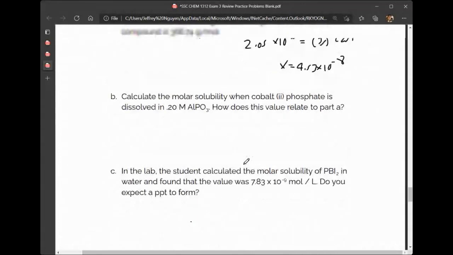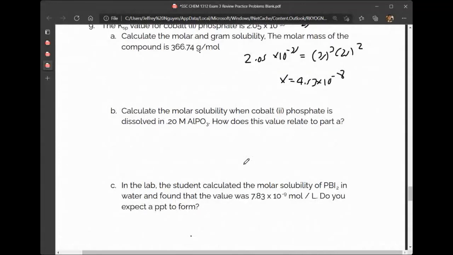The next problem: calculate the molar solubility when cobalt(II) phosphate is dissolved in 0.2 mM of that. So this is going to be the same problem, the same ICE table. So we have this.